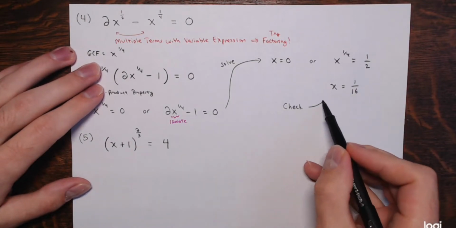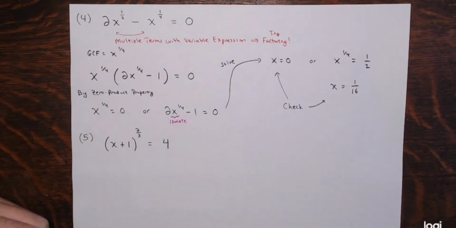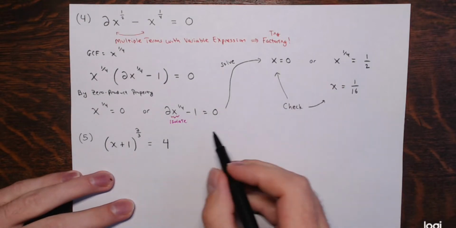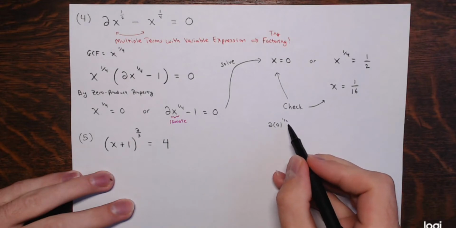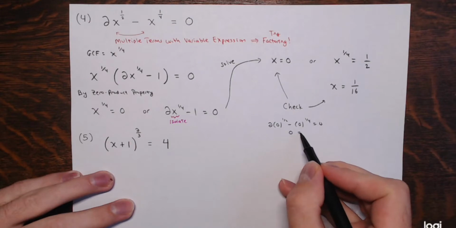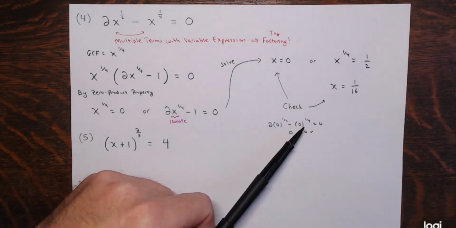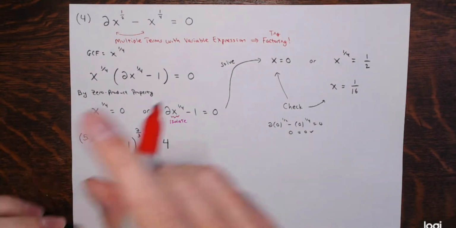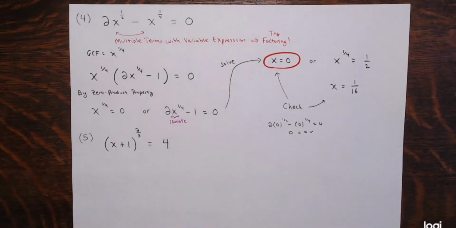Now let's check them. Well, when x equals 0, you have 2 times 0 to the 1/2 minus 0 to the 1/4 equals 0. This left side is definitely 0. We have 0 equals 0 for sure, right? Because 0 to any non-zero power is 0. So you'd have 0 minus 0 equals 0. So this works. 0 is a solution of this equation.